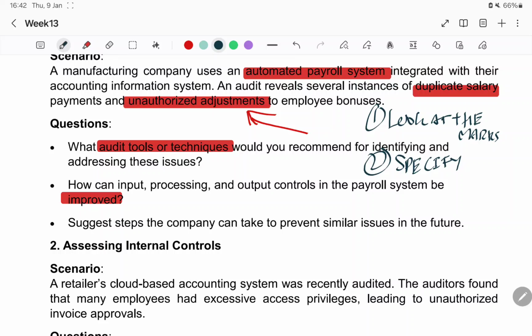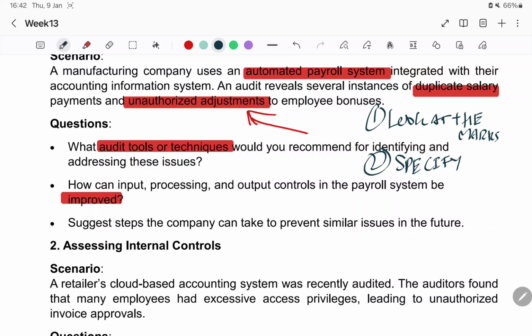So suggest steps the company can take to prevent similar issues in the future. This one is like a bonus question, right? Bonus question, but make sure it's logical. So one of the things is training, right? You want to train the HR department people to make sure that they process the salary correctly. This might be due to error.